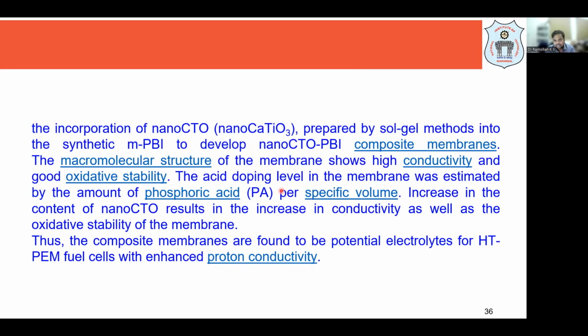recent advancements in high temperature PEM cells, where we particularly focused on alternatives to Nafion membrane. Okay. So this is the procedure for preparing the nano CaTiO3 PBI composite membrane.